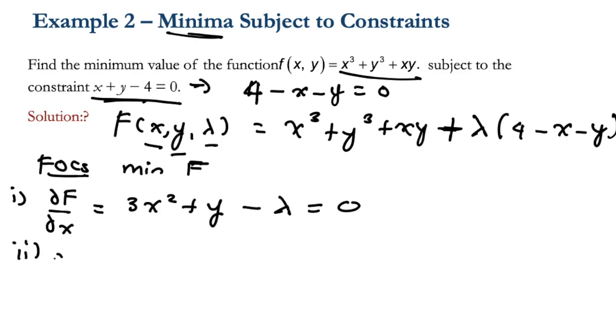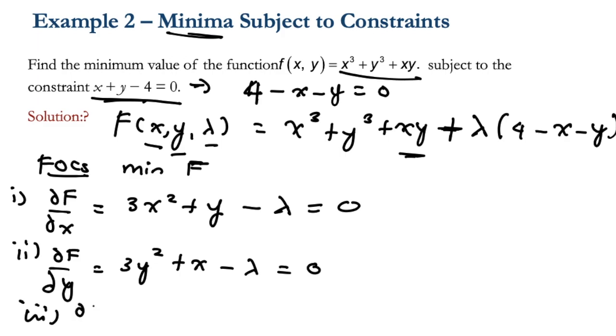Number 2, delta f over delta y. Let me erase this because it looks like gamma. Over delta y. So x cubed we differentiate with respect to y, 0. Y cubed we differentiate with respect to y, we get 3y squared. Lambda here, this one we differentiate, we get positive x. Lambda here attached to minus y, we differentiate it, we get minus lambda, equal to 0. Number 3, differentiate f with respect to lambda.